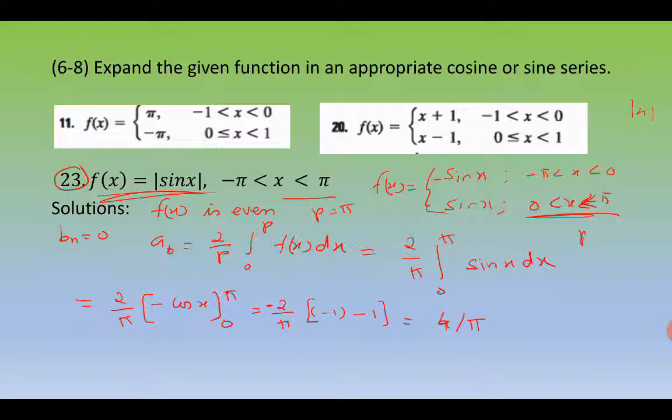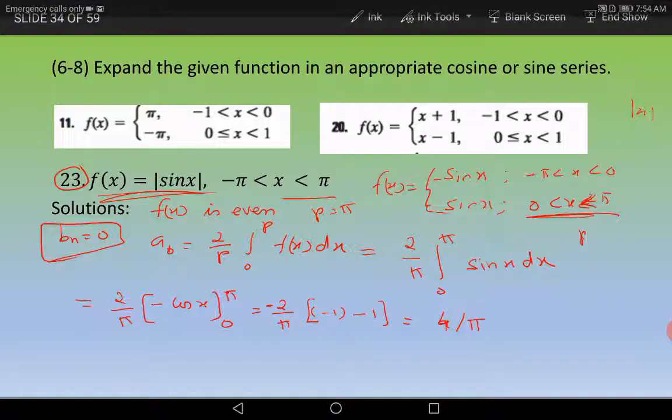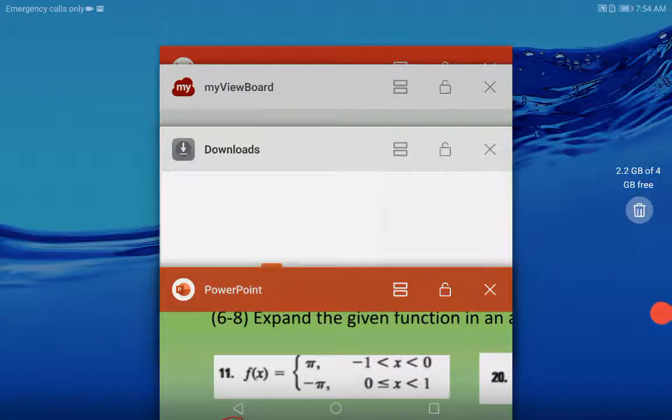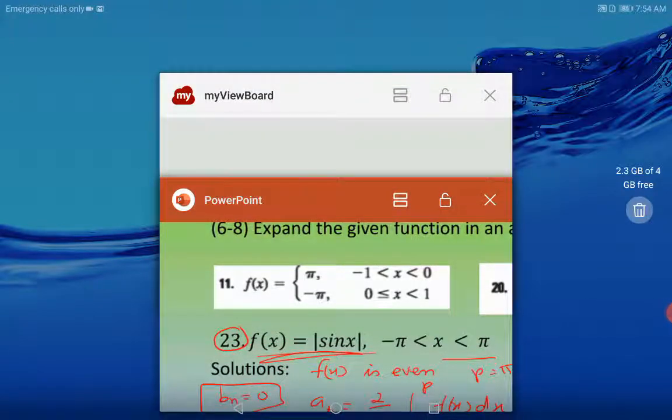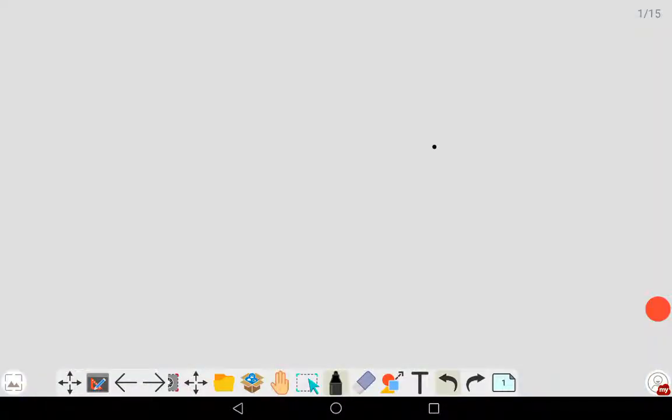Now this problem needs to be addressed for bn. Should bn? No, bn is 0. We have to find an. Okay, we'll go for a worksheet. And remember what's the value of... so we have found here bn is 0 we got, and we found a1 is minus 4 by pi. Is it minus 4 by pi or positive? Yes, positive 4 by pi. It's not minus.